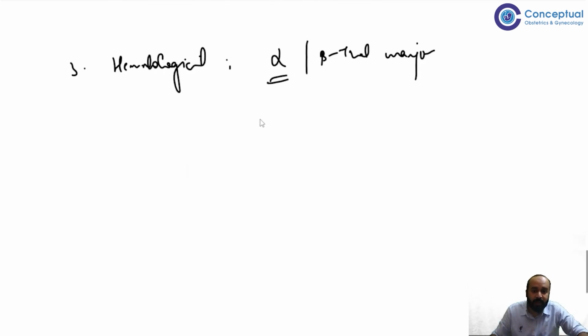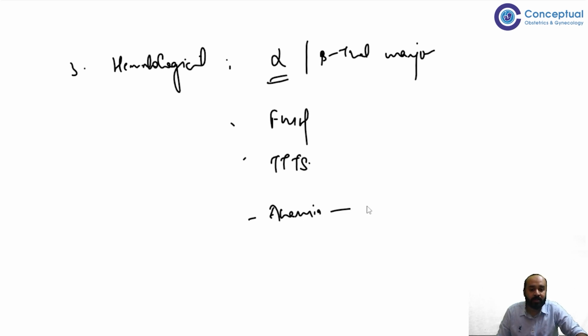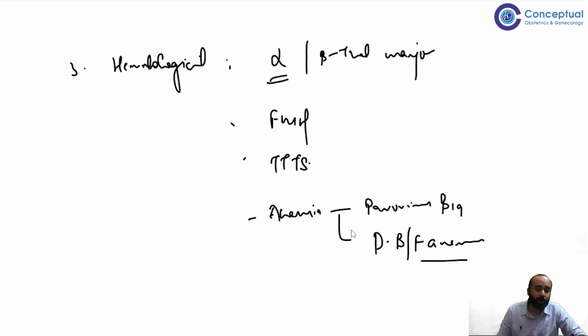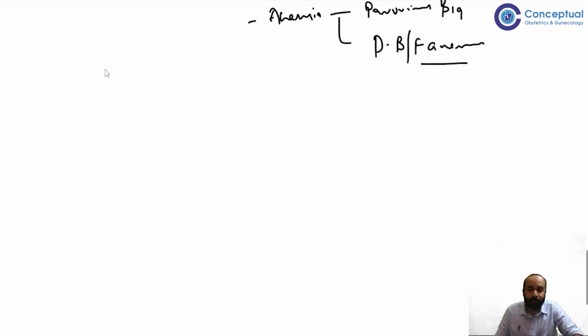Apart from that, if you have feto-maternal hemorrhage, if you have twin transfusion syndrome in monochorionic pregnancies, or if you have anemia because of other causes. What other causes? It can be most commonly Parvovirus B19 infection, or it can be because of something called Diamond-Blackfan anemia. Basically, even your erythroid precursors are going to be destroyed in this, and that will lead to severe anemia. This severe anemia is going to pose a lot of pressure or stress on your heart, leading to signs of cardiac heart failure.